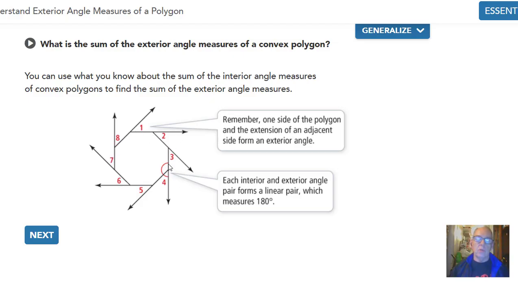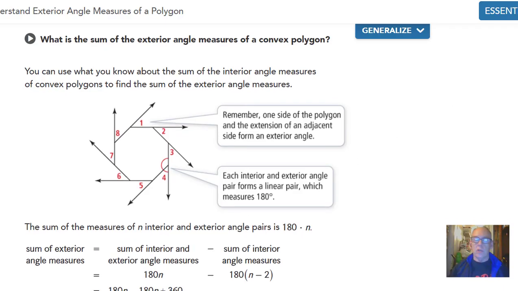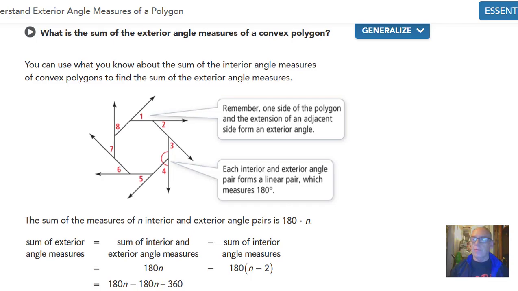We could do this one here and get angle 2, but maybe we might want to go this way and talk about angle 4 right here, which is the same thing. But generally in a pinwheel pattern, as you go around, one at each vertex, these exterior angles are all going to add to 360 degrees. So this is what they're going to try to show us down here.